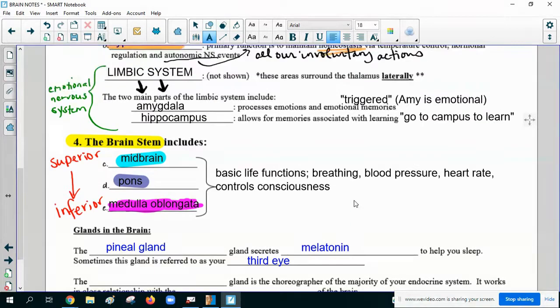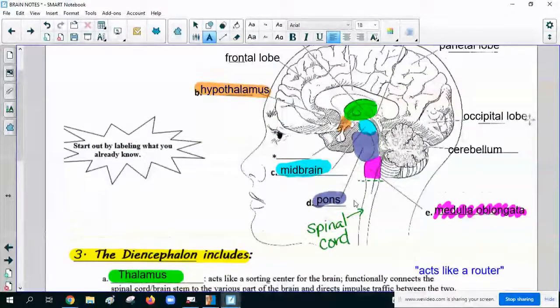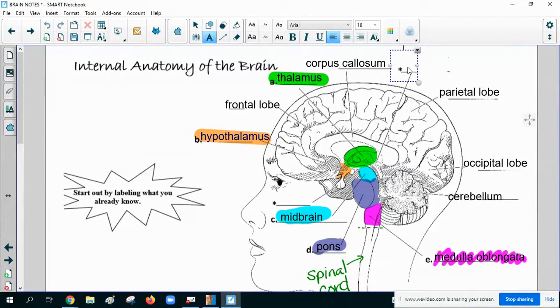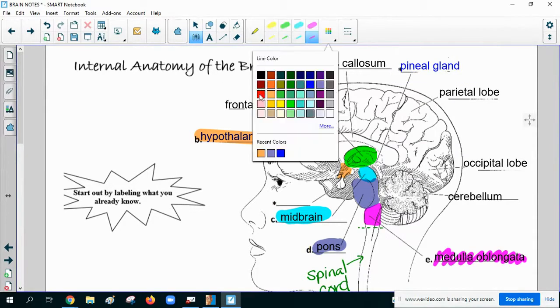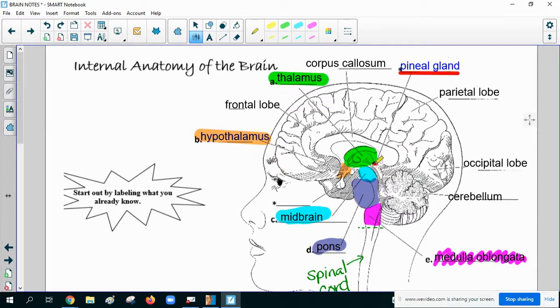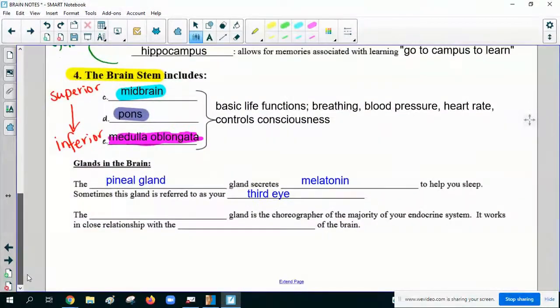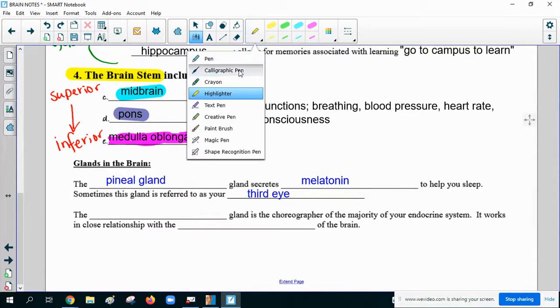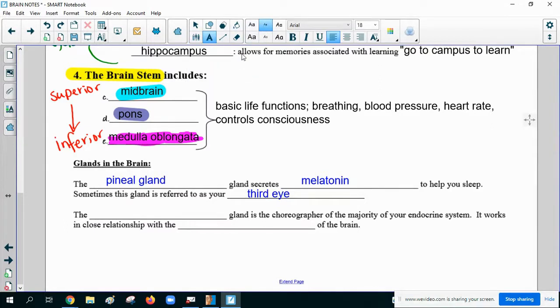So the pineal gland is a tiny little gland back here, and I'll color it so you know where to look. I'm going to go with something kind of bold. Just a little tiny gland right back here, behind the thalamus. The last gland of the brain, and it's technically not part of the brain, but it's directly associated with it, is another P, pituitary.